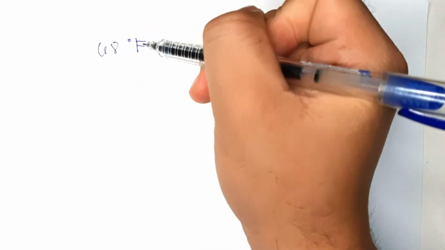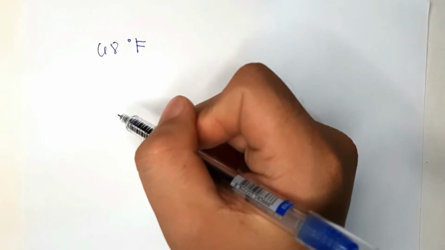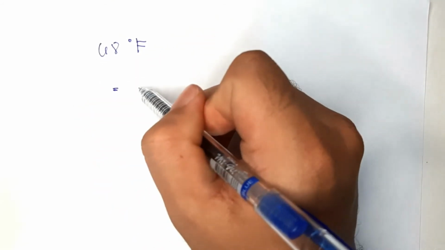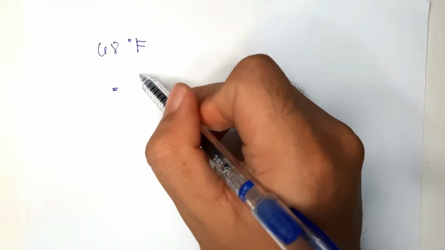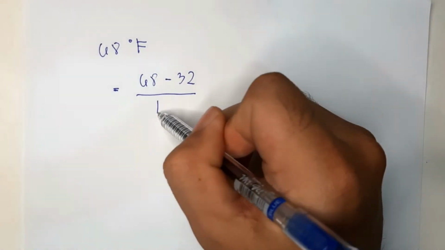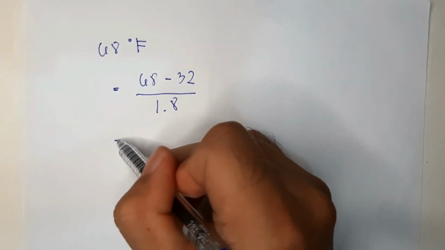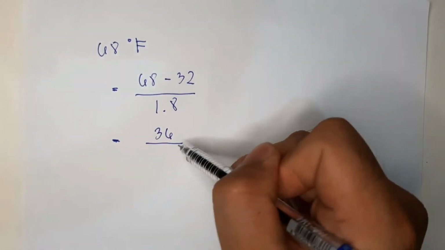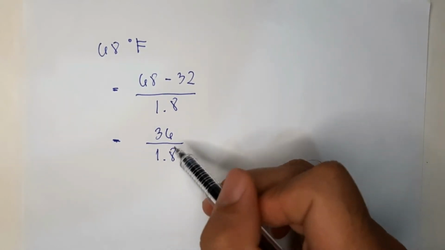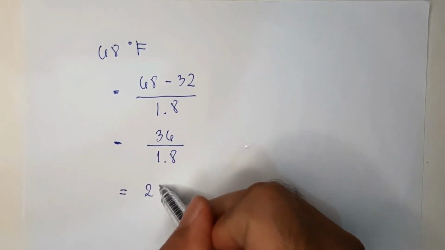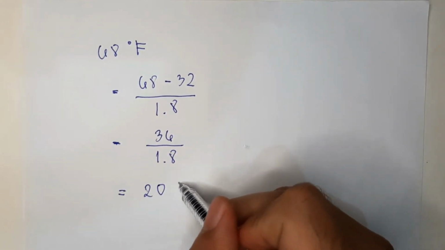68 degrees Fahrenheit, and we convert it to degrees Celsius. We use again the formula and plug in this value. So equals 68 minus 32 all over 1.8. 68 minus 32 is 36 over 1.8. 36 divided by 1.8 is 20. So the final answer is 20 degrees Celsius.